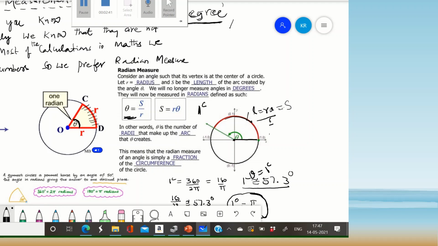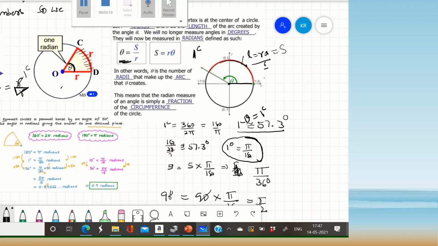If you want to define it in a simple way, you can see in this diagram. This is the length of the arc generated by this angle theta, which is equal to the radius of the circle. That means theta is equal to the length of the arc, r, divided by r, both are equal here. So this will generate 1 radian. This is the true meaning of 1 radian.